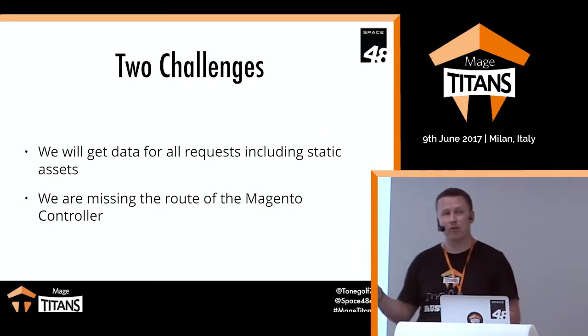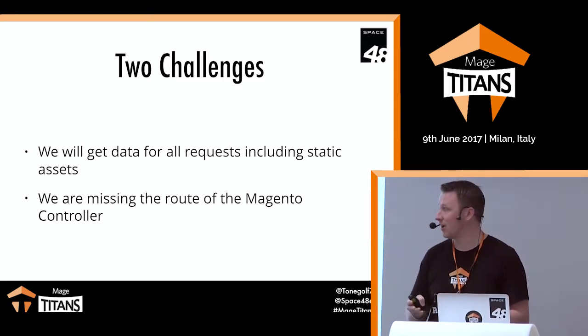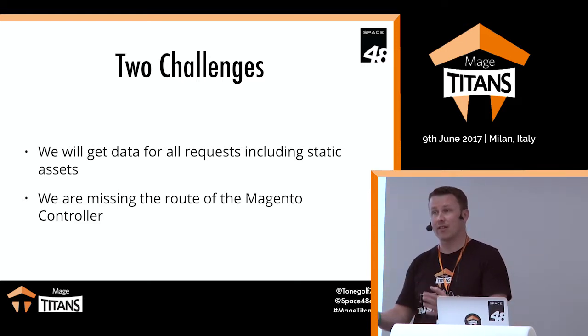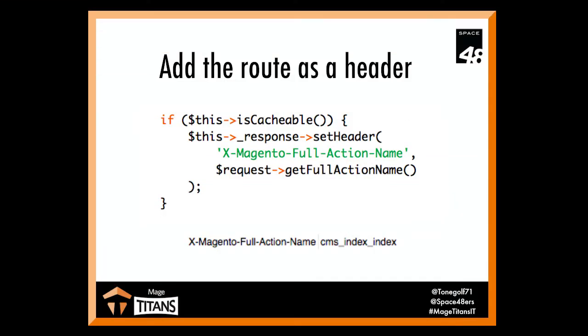we'll still be getting all the requests for all the images, all the static assets, so we're still not getting the level of data that we need. And also, we're missing the route that was used to generate that page. But there is a way around it. If we create a very simple Magento 2 module, we can add an additional HTTP header that will add the full action name, effectively the controller. So this response that comes back from Magento to Varnish will contain, in this example for the home page, the route that was used to generate the page.